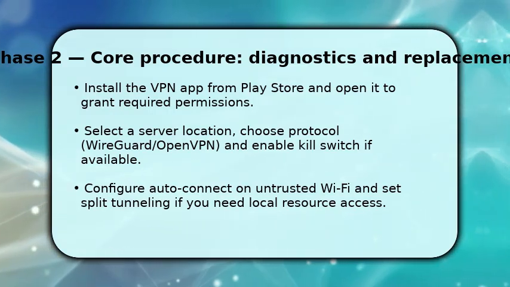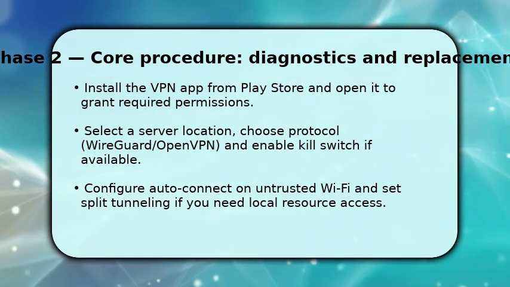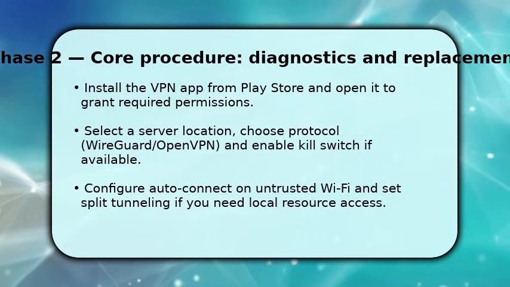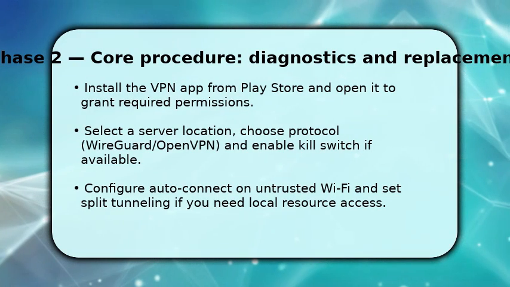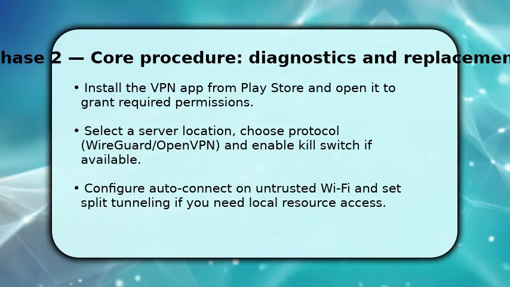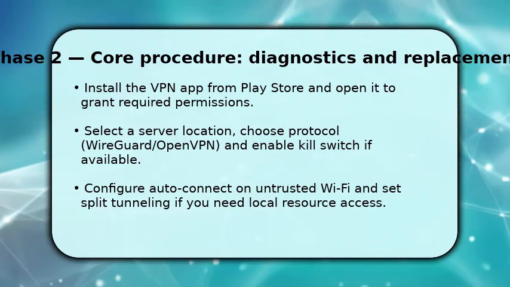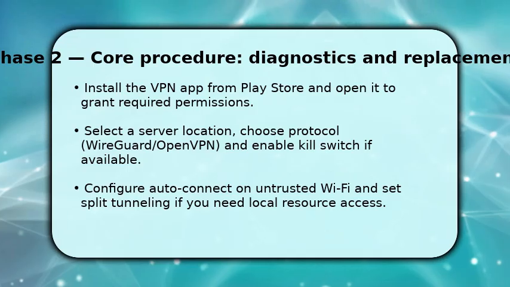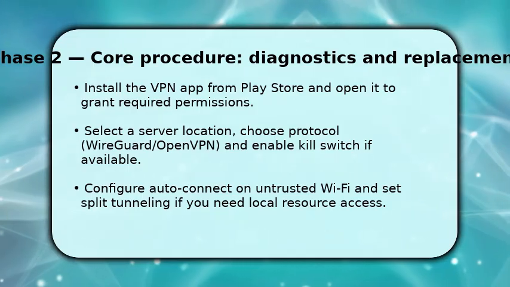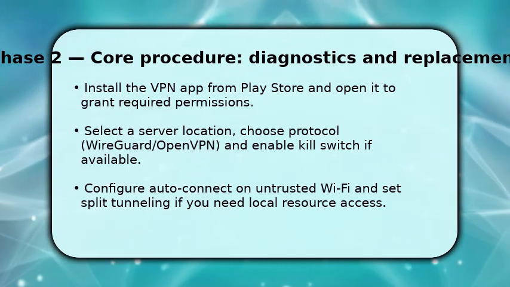Next, choose a nearby server for speed or a specific country for content access, and pick WireGuard or OpenVPN for better performance and security. Make sure to enable the kill switch and auto-connect on untrusted networks so your traffic never leaks. If you need local printers or services, set split tunneling. Otherwise, route all traffic for full privacy.